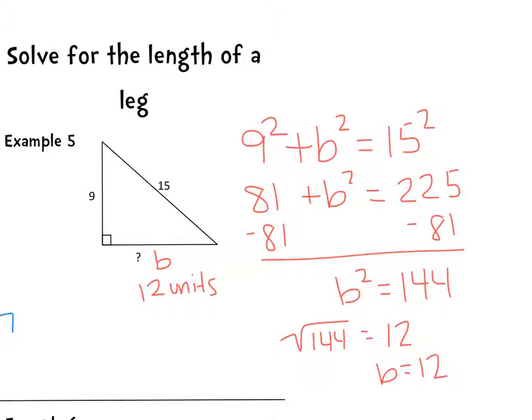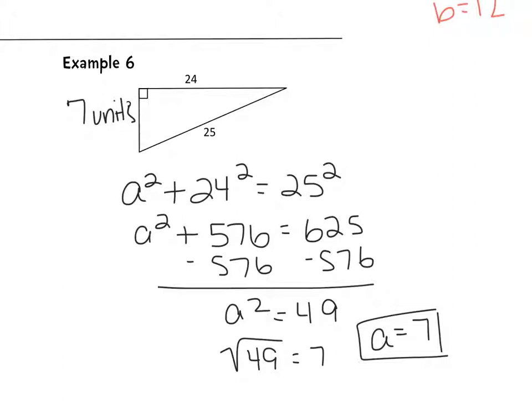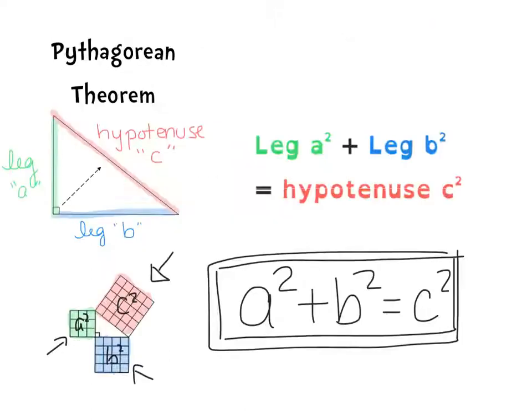All right, I'm going to have you try example 6 on your own and see how you do. When you solved this, here's the work, and you should have gotten an answer of 7 units. Remember, today you learned the Pythagorean theorem that just tells us that in any right triangle, a squared plus b squared equals c squared.